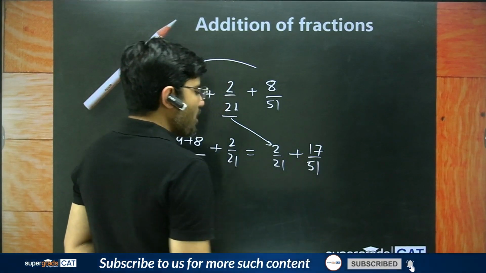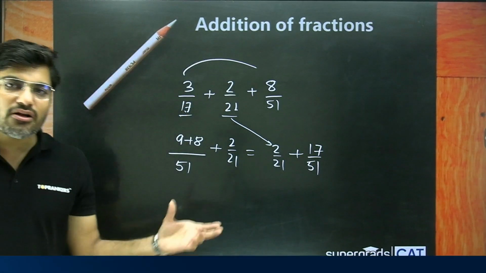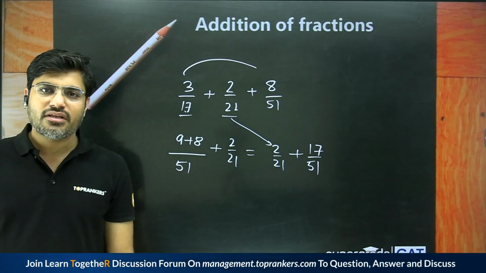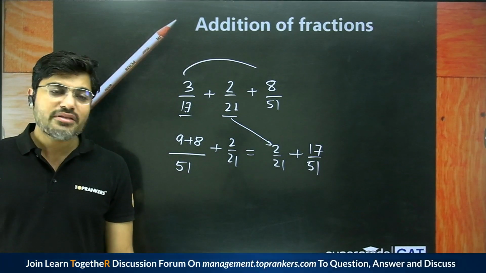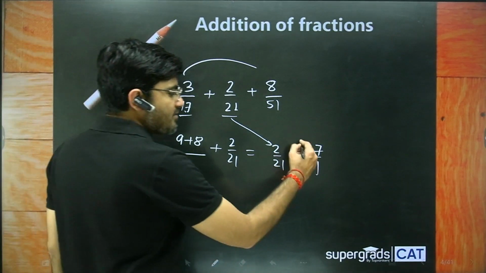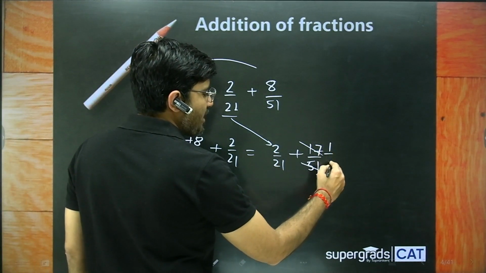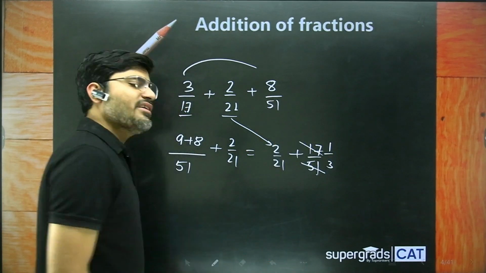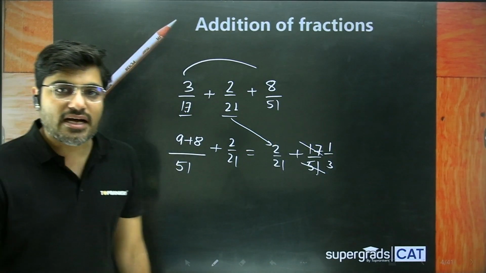17/51. अब बोले सर अभी भी तो 21 और 51 का एलसीएम लेना ही है, ये भी तो बात कर सकते हैं. पर आप देखिए कि 17 इंटू 3 51 होता है तो ये ऑलरेडी कैंसल आउट हो जाएगा एंड इट विल बी 1/3. और अब 1/3 को 21 के साथ ऐड करना बहुत आसान है.